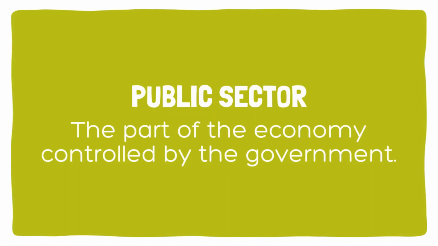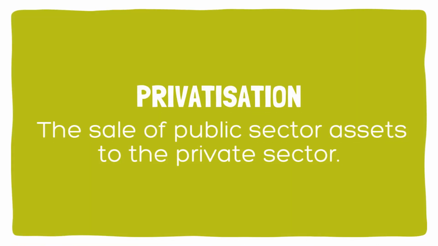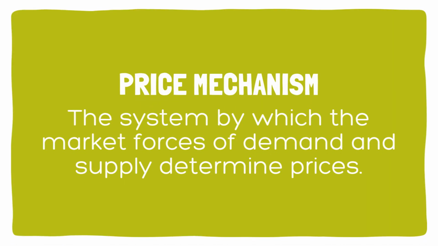Public sector is the part of the economy controlled by the government. State owned enterprises are organizations owned by the government which sell products. Privatization is the sale of public sector assets to the private sector. Price mechanism is the system by which the market forces of demand and supply determine prices.